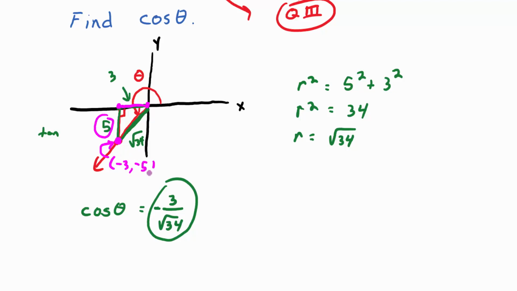So the way we should have drawn, and this is a good way to learn from your mistakes, the way we should have labeled it rather, we should have labeled it so that this side is negative 3 and this side is negative 5. And then there's no way we'd forget the negative, right? Because when we create the cosine of theta, we would take the adjacent, negative 3, over the hypotenuse, root 34.